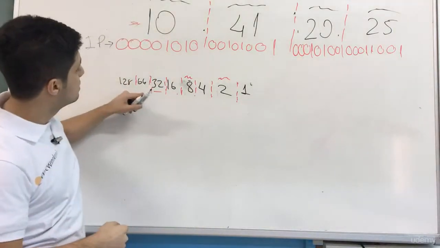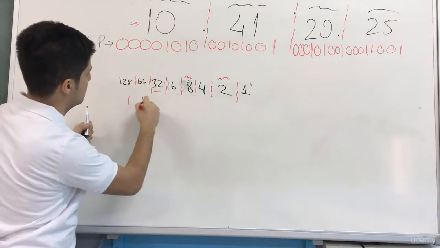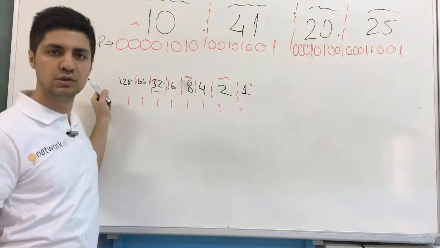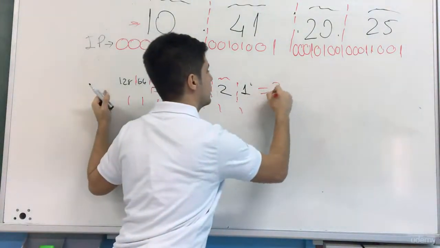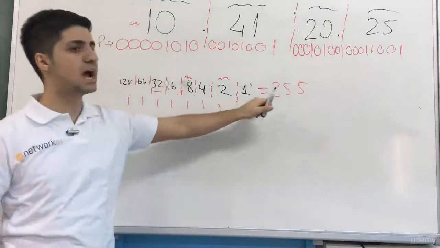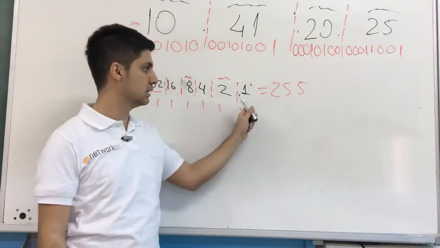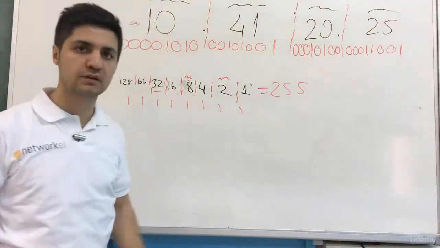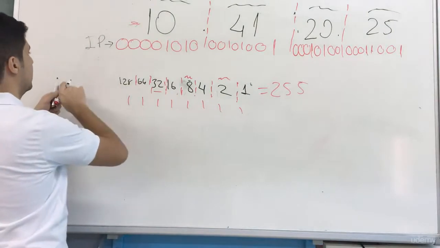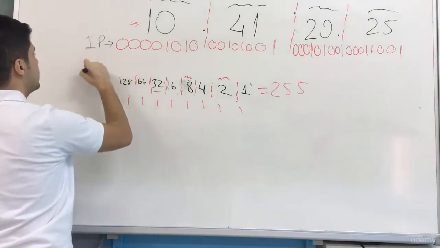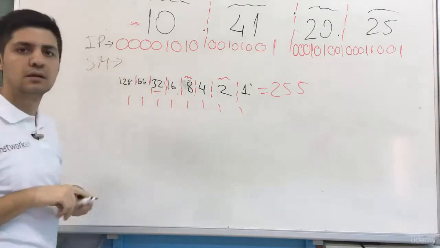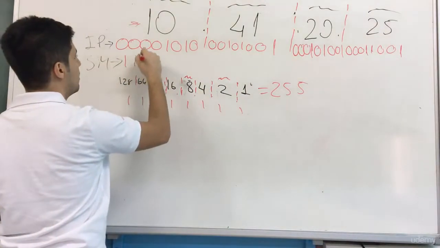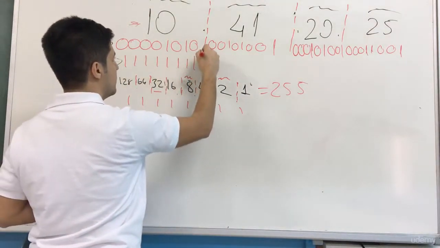Okay? If you add all these numbers to each other, you are going to get 255, which is the highest number that you can use in the binary format. All right. 255, 255, 255, 0. I'm saying that my subnet mask binary format is going to be like this. 1, 1, 1, 1, 1, 1, 1, 1.